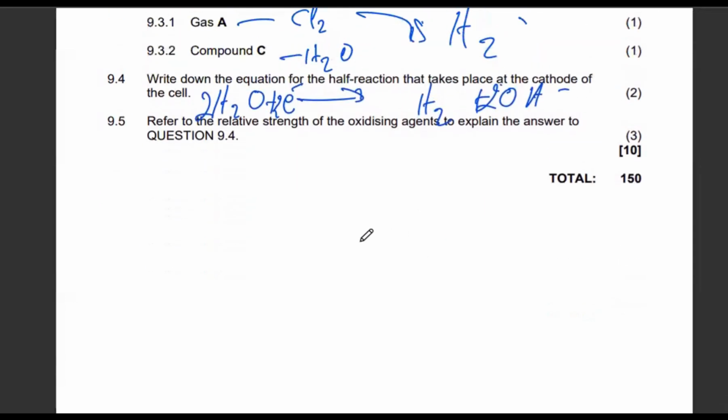Refer to the relative strength of oxidizing agents and explain your answer. We see that water is a stronger oxidizing agent than sodium ions. Therefore, water is reduced to hydrogen gas. Since it is a strong oxidizing agent, it will accept these electrons and be reduced to hydrogen gas. That's why you're able to collect the hydrogen gas in that regard.